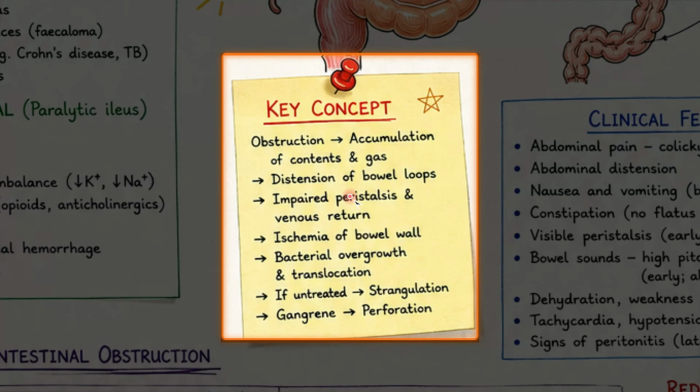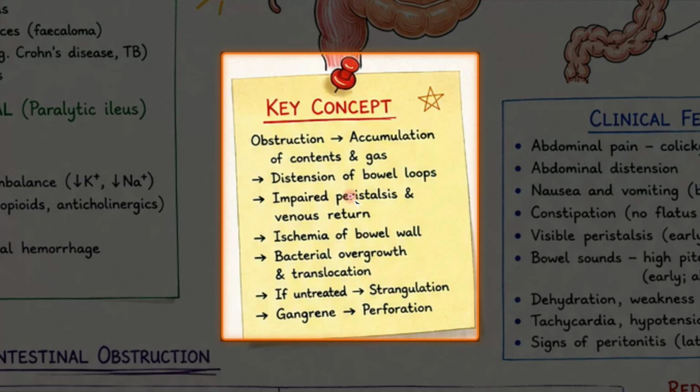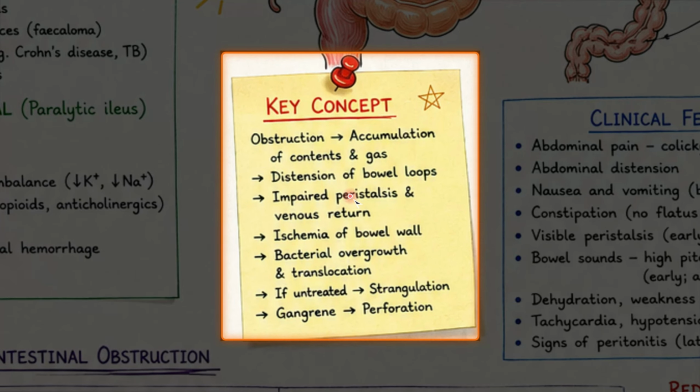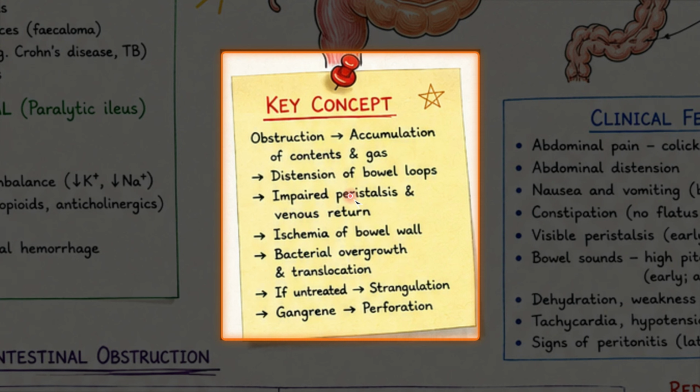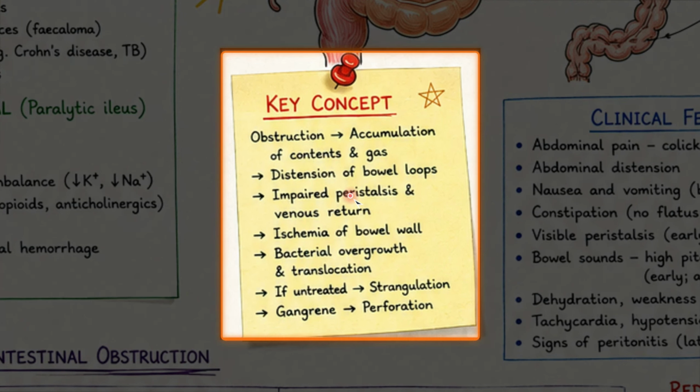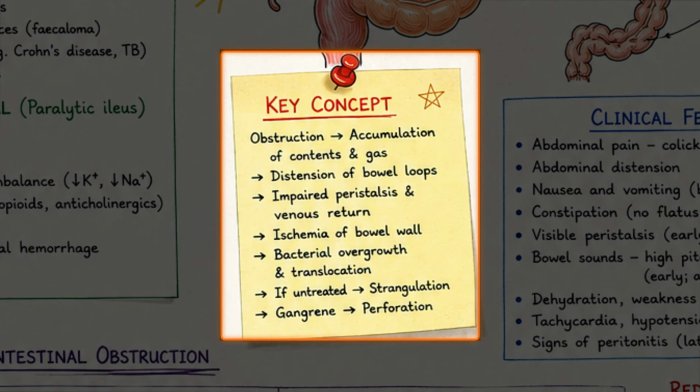Deprived of oxygen, the mucosal lining loses its structural integrity, allows rapid bacterial overgrowth, and permits live bacteria and endotoxins to translocate across the compromised wall into the peritoneal cavity and systemic circulation. If this high-pressure ischemic state remains untreated, strangulation occurs, cutting off arterial blood supply completely. Ischemic bowel rapidly progresses to full-thickness gangrenous necrosis, culminating in catastrophic bowel perforation and life-threatening stercoral peritonitis.